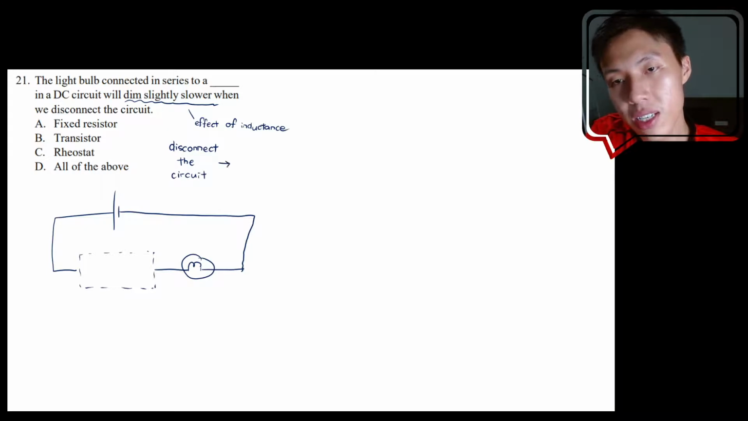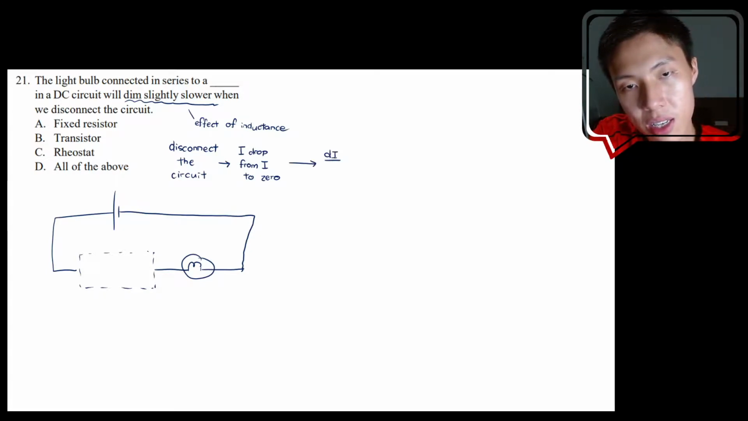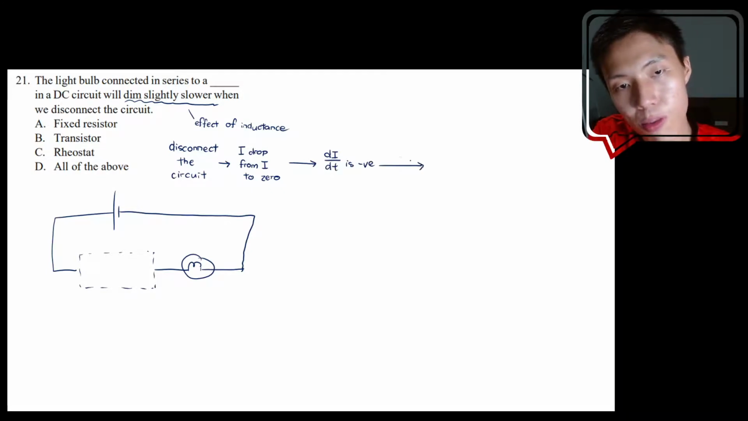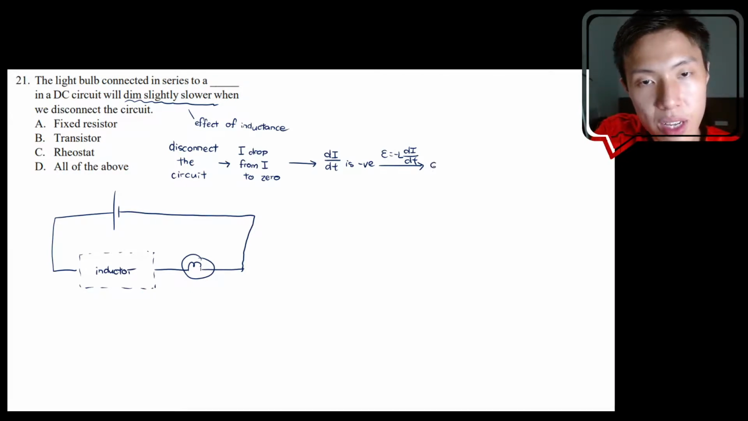What it means is that the current drops from, let's say, I to 0. Okay, so it drops from I to 0, then what does it cause? It causes your di/dt to be negative. So if you put it into epsilon equals negative L di/dt, okay, this is because if you have an inductor over here, then using this, you know that epsilon will be positive.